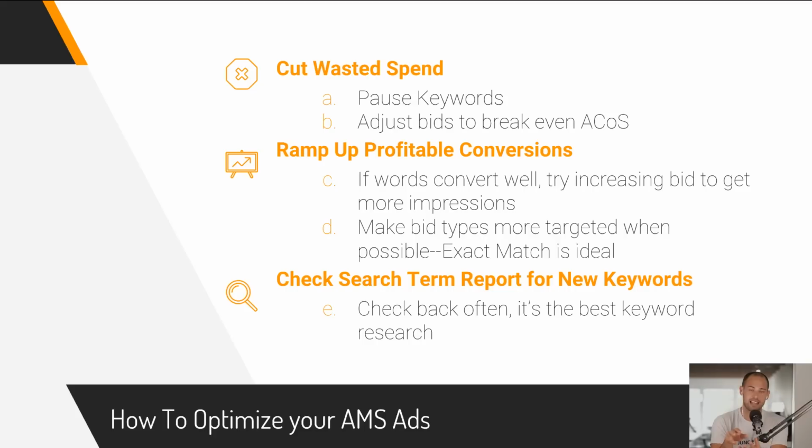And on the same token, any words that are converting really well, if I felt like I wasn't getting all of the impressions that I could, I would potentially increase my bids for those, hoping to get more impressions. If your words are doing well and you're only doing broad match type to start, I would also recommend putting those same words into phrase type or exact match and seeing how those perform.